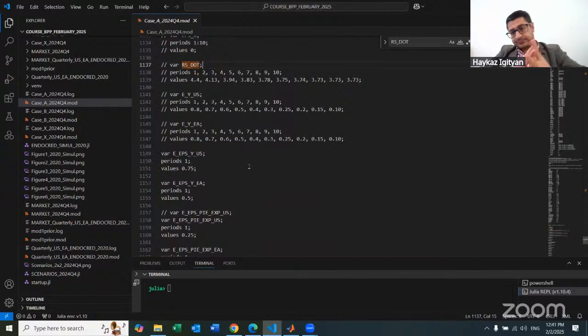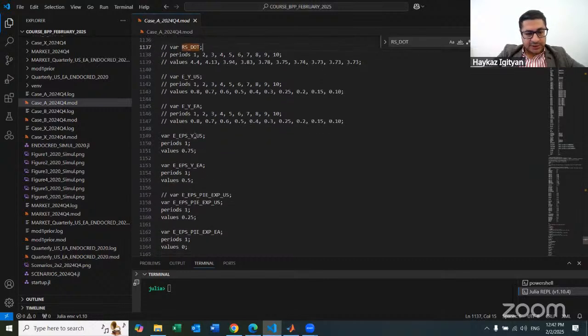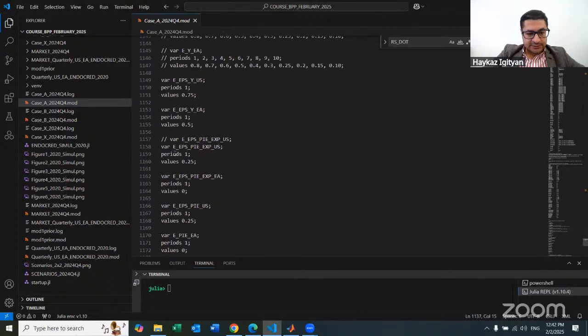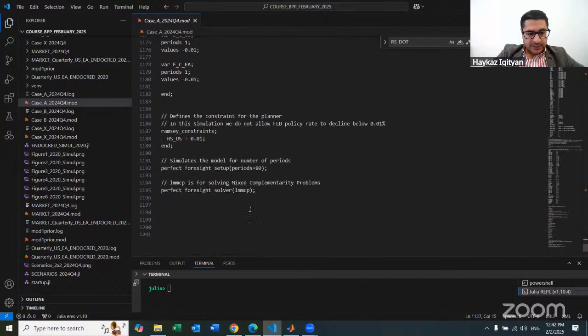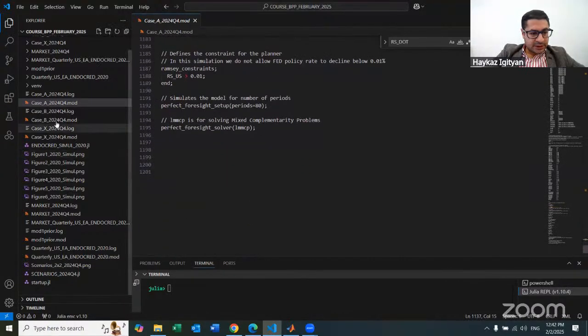Then, in the case A scenario, because it's an inflationary scenario, we have a story of persistent higher demand conditions. Here, compared to the market reference, we are adding some positive shocks on demand and a little inflation expectation shocks. Case B.